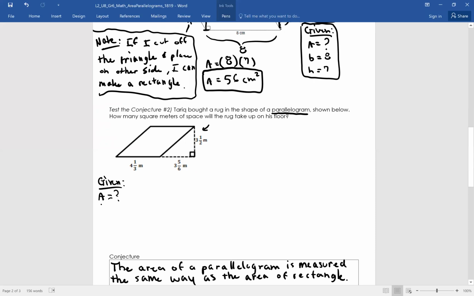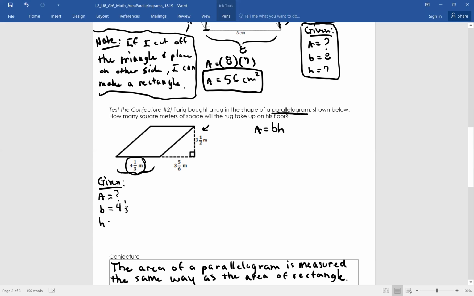Now, what formula are we referring to? I'm going to go ahead and write it down. BH. Why is it BH? Because this is a parallelogram, not a rectangle, okay? So the base is whatever the bottom of it is. So it's right here as 4 1/3 meters.